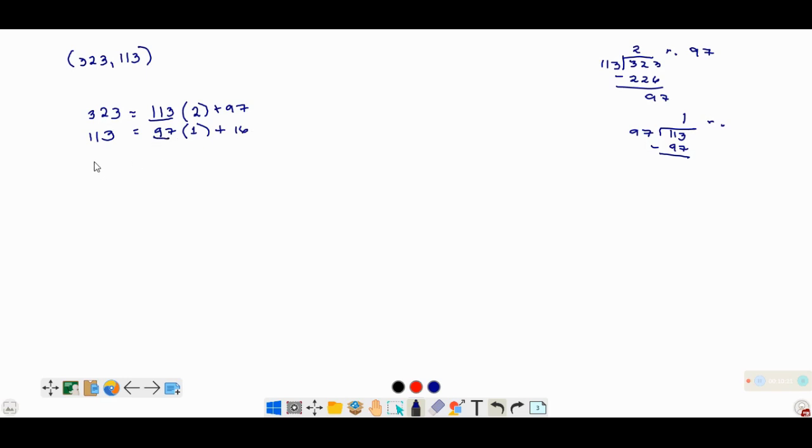After that, let's take 97 from here. 97 is equal to 16. Get their quotient. 97 divided by 16. You have there 6. 6 times 16, you have there 96. So our remainder here is 1.